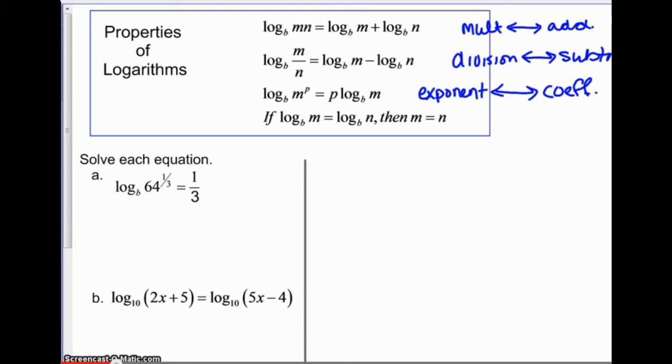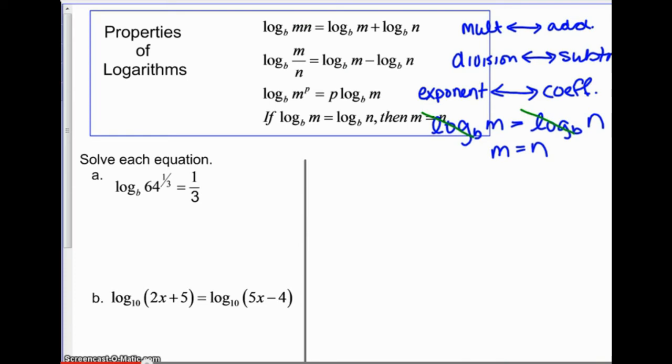The last one says, okay, when we have 2 logs and they have the same base and they equal each other, we can ignore the fact that we have the log at all, and then our values would be equal to each other. Again, this is the one that just makes sense to me. It's logical that if the log of something equals the log of something else, those 2 values have to be equal. So let's look at some example problems.